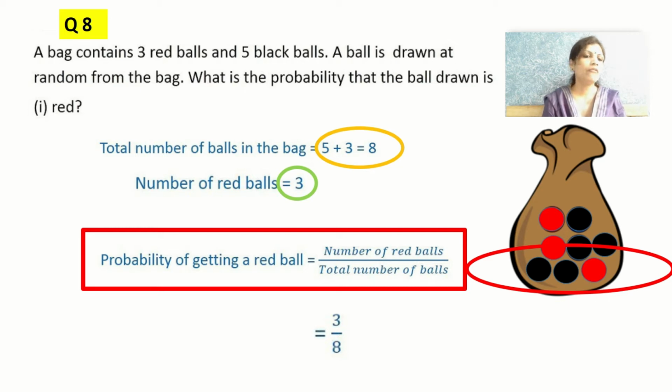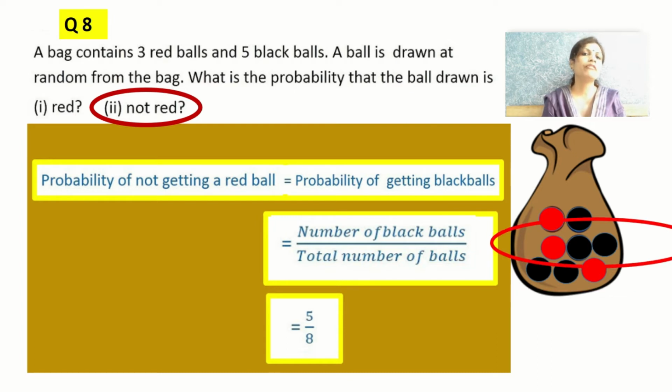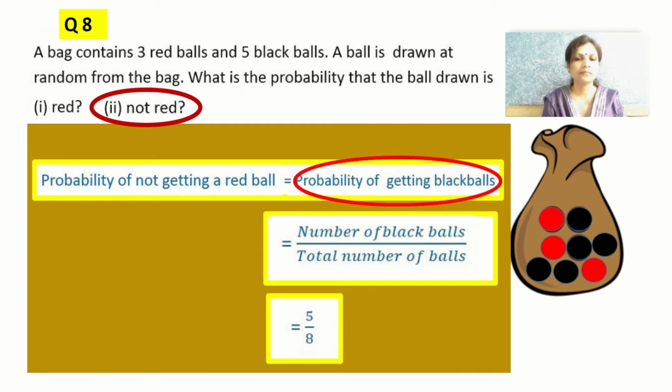Alright, let's move ahead. Now we are asked, what is the probability that the ball drawn is not a red ball? So if it is not a red ball, let's find out how to find this probability. So probability of not getting a red ball means that whenever you take out the ball from the bag, it has to be a black ball.